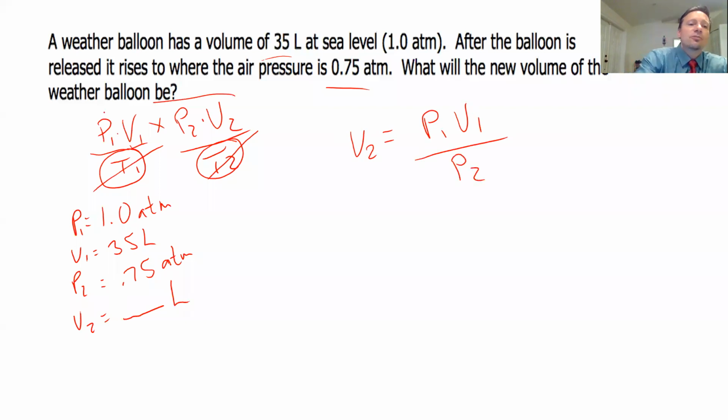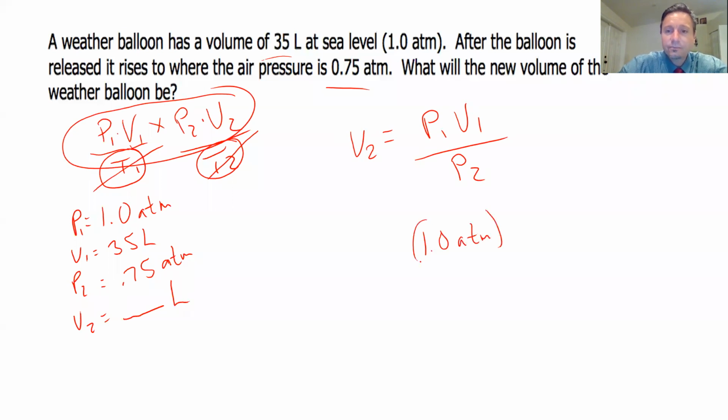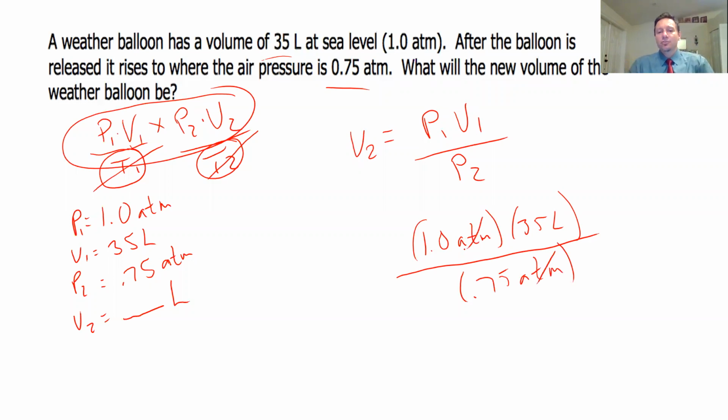And I just took this right here and I rewrote it right there. So now I can plug in everything that's given to me. So I have 1.0 atmospheres, I have my volume 1, which is 35 liters, and my pressure 2, which is 0.75 atmospheres. The atmospheres cross off, and this is going to equal.